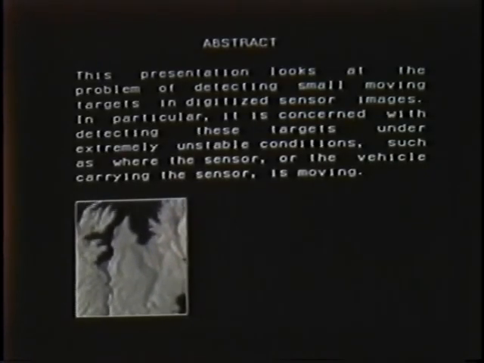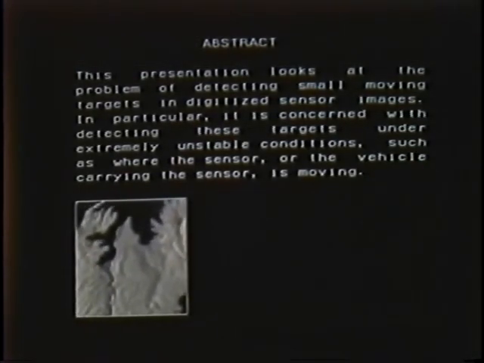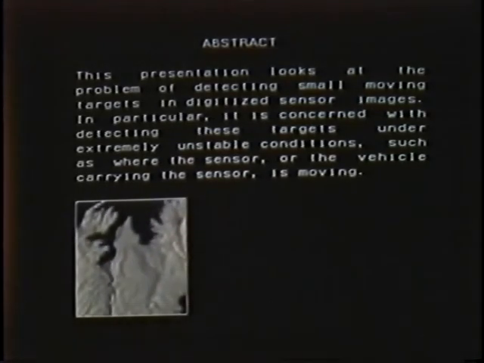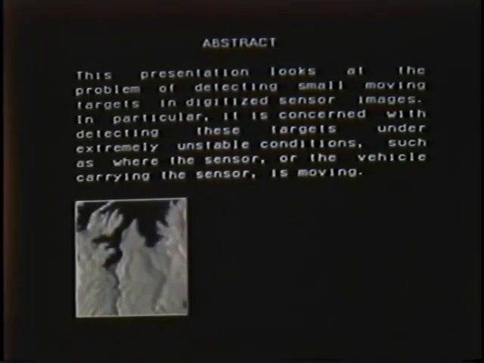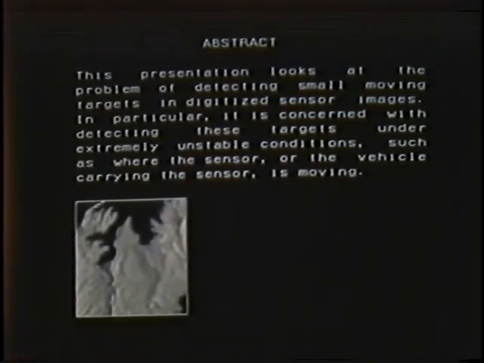This presentation looks at the problem of detecting small moving targets in digitized sensor images. In particular, it is concerned with detecting these targets under extremely unstable conditions, such as when the sensor, or the vehicle carrying the sensor, is moving. This problem is somewhat analogous to watching a movie filmed from within a moving car on a very bumpy road.